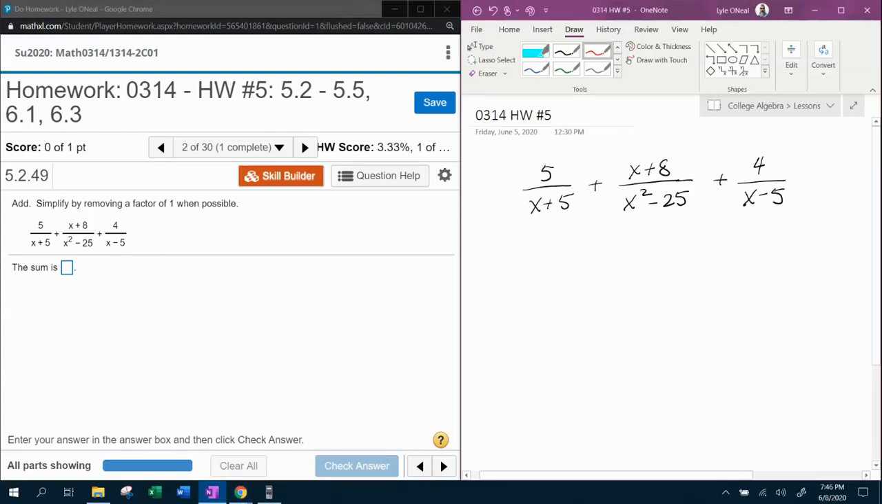All right, here we go. Question number 2 from our 0314 homework number 5 in MyLab Math. And the instructions say add, simplify by removing a factor of 1 when possible.